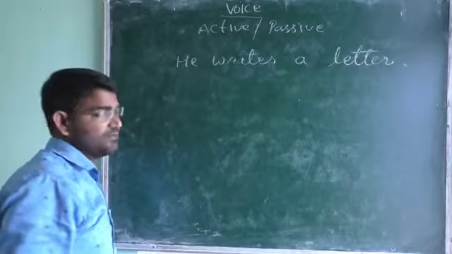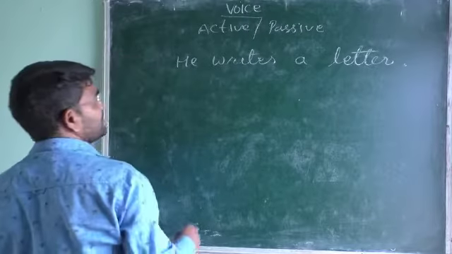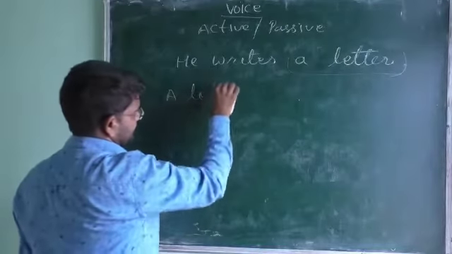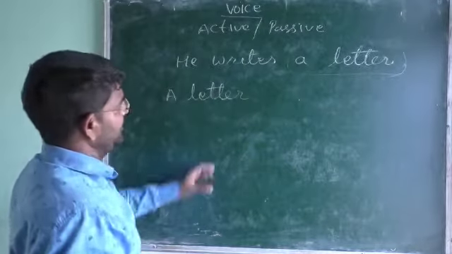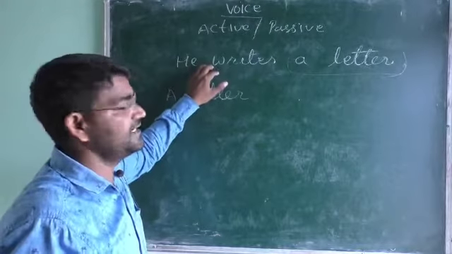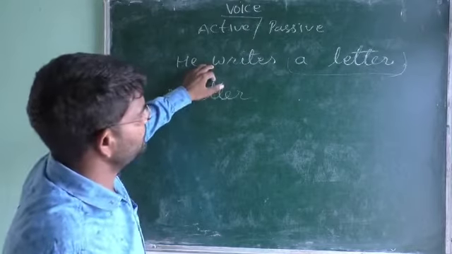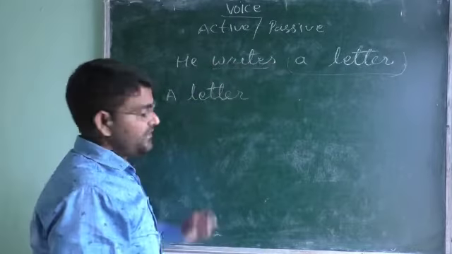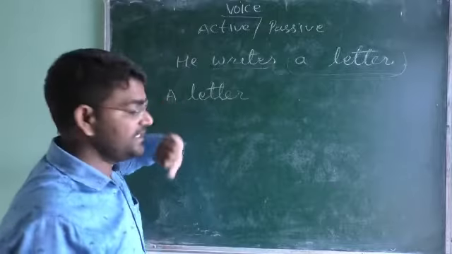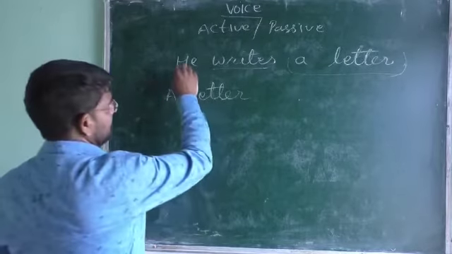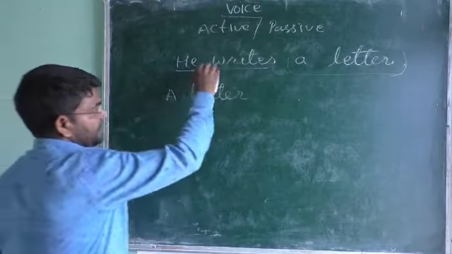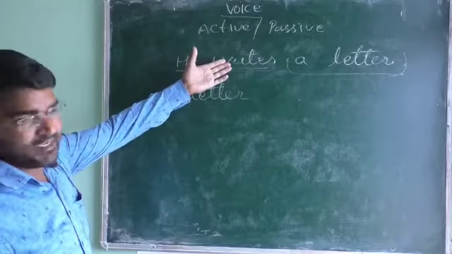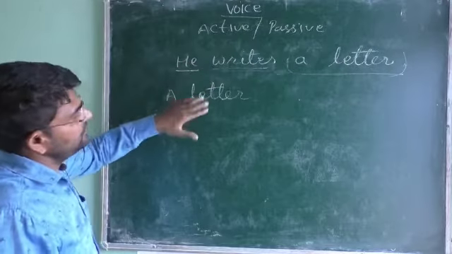In passive voice, we have to change it into passive voice. The object of the given sentence is a letter. First of all, we have to identify the object in the given sentence. Object generally comes after the verb. In an assertive or simple sentence, the order is subject, then verb, and then object. This is active voice. We change it into passive voice.